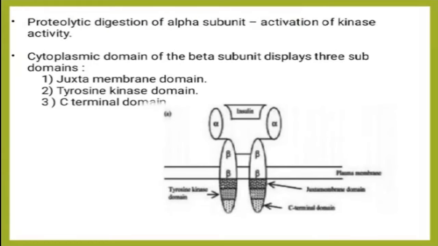Proteolytic digestion of the alpha subunit results in activation of kinase activity. This is a diagram: this is the alpha subunit and this is the beta subunit. The beta subunit possesses three regions, that is the juxtamembrane domain, the tyrosine kinase domain, and the C-terminal domain. Here, three regions are present in the cytoplasmic domain of the insulin receptor beta subunit.